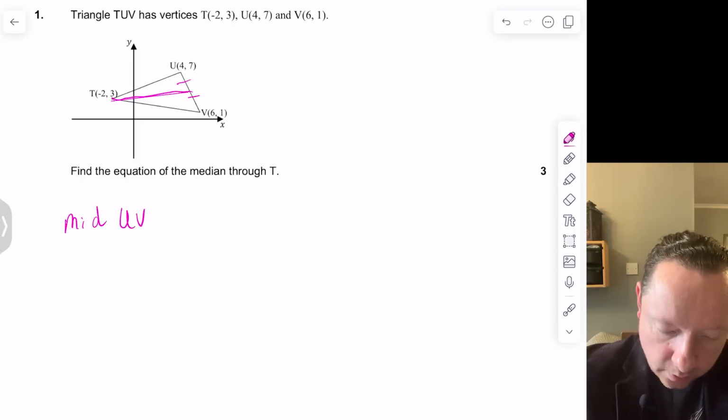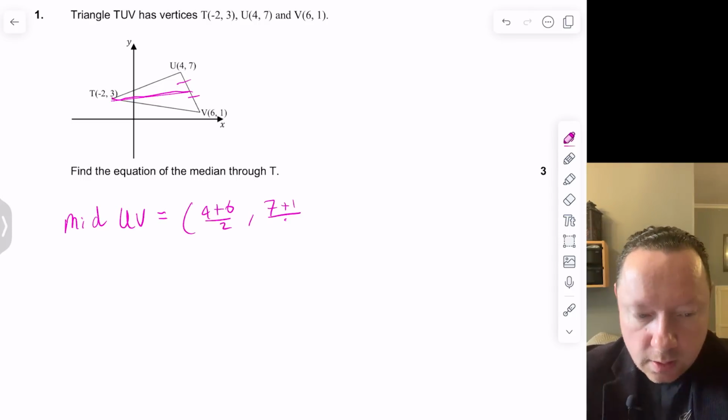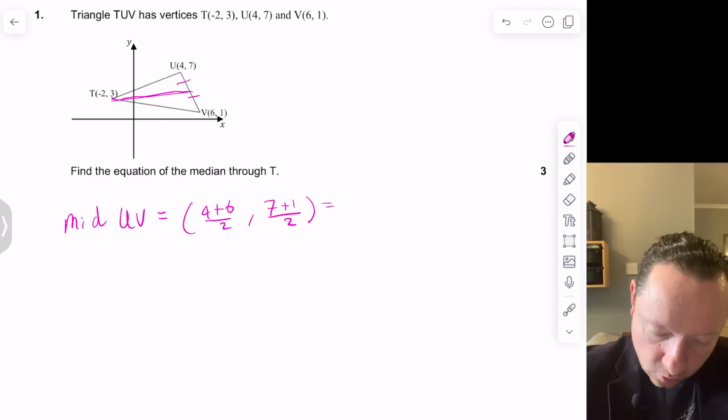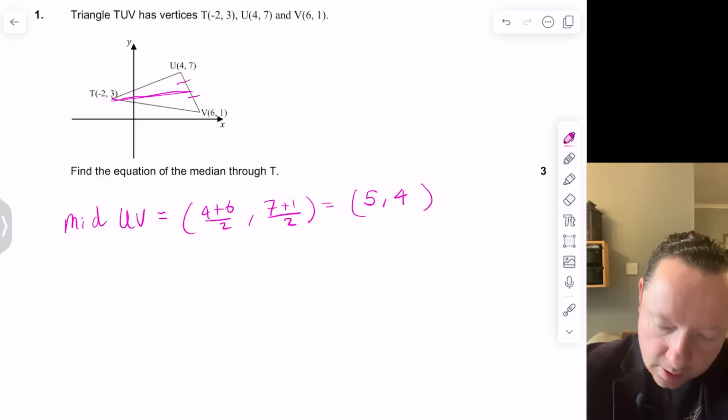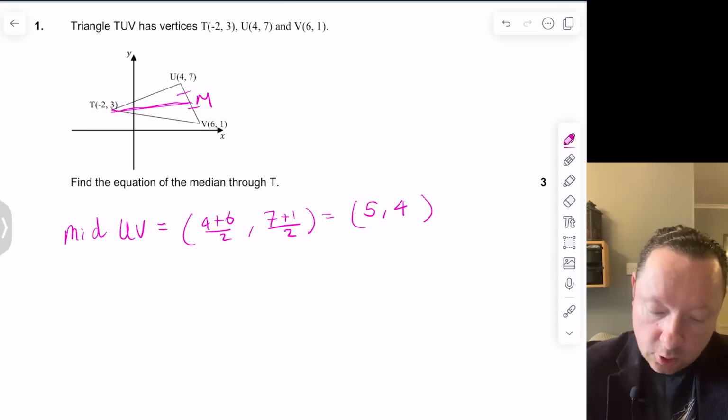So very quickly here, 4 plus 6, you add them up and divide by 2. And then 7 plus 1, you add up as well and divide by 2. So we get an answer of 10 over 2 is 5 and 8 over 2 is 4. So there's my midpoint. Let's just call that M. And now it's straight line stuff. We can do a gradient.